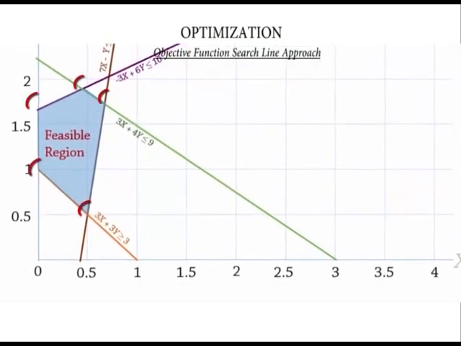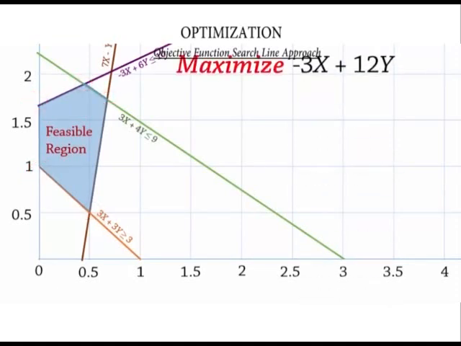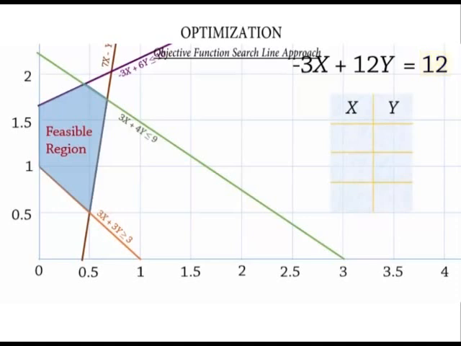To determine which of these extreme points is the maximum, we draw a search line. We want to maximize negative 3x plus 12y. We equate it to a k, which is the LCM of 3 and 12. That will be 12. So we have minus 3x plus 12y is equal to 12. We draw that line. When x is 0, y will be 1, and when y is 0, x will be negative 4. Because of this negative 4, which is not in my graph, let's have one more point. When x is 2, y will be 1.5.